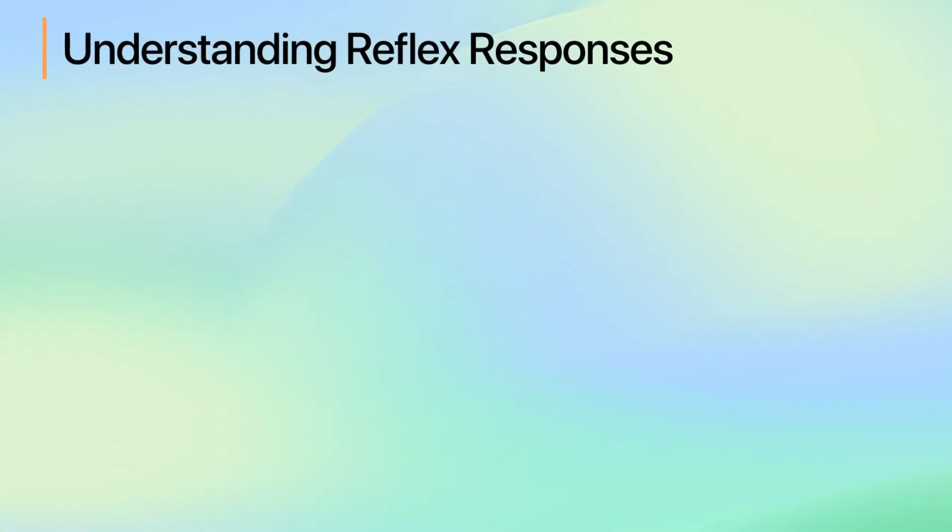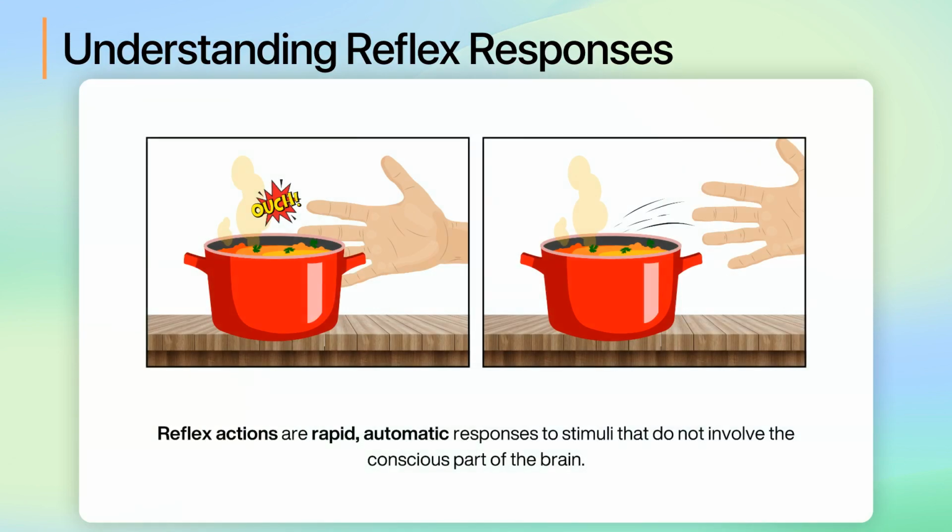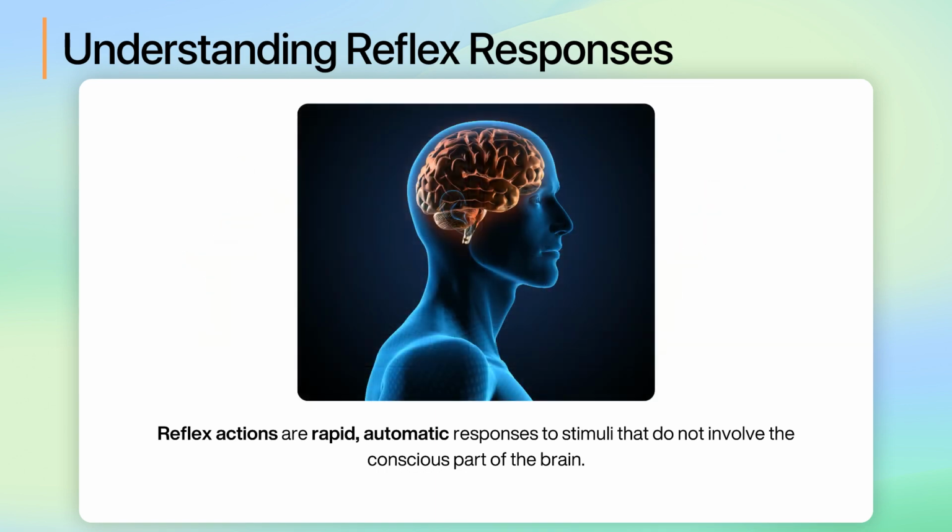To begin, let's understand what a reflex action is. Reflex actions are rapid, automatic responses to stimuli that do not involve the conscious part of the brain. These automatic responses are essential for protection and survival, allowing animals, including humans, to react instantly to potentially harmful situations without needing time to think about them.